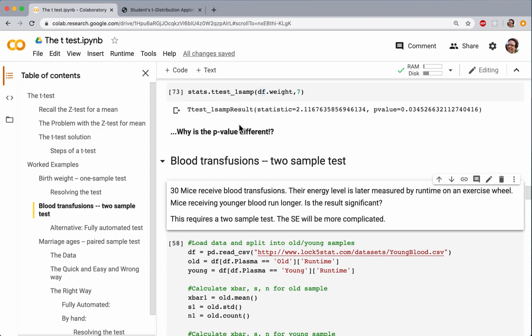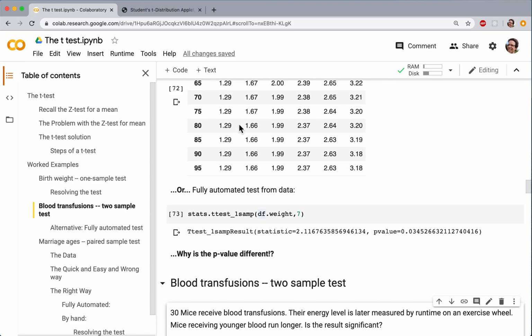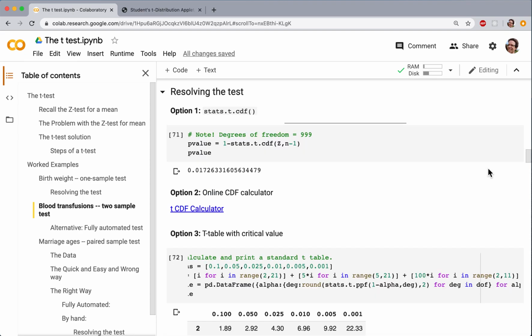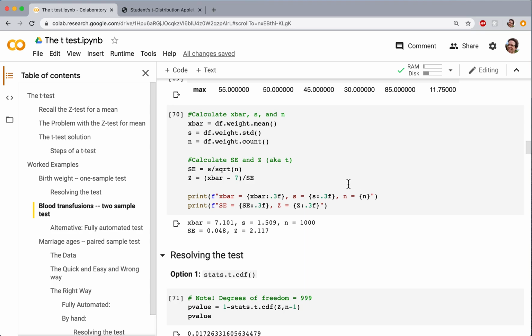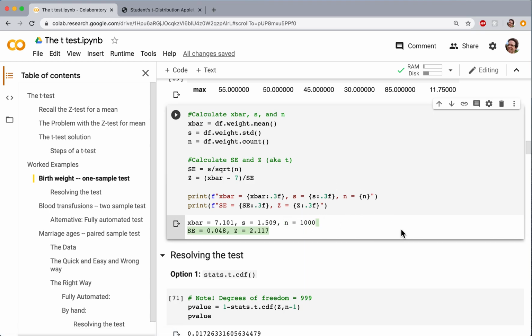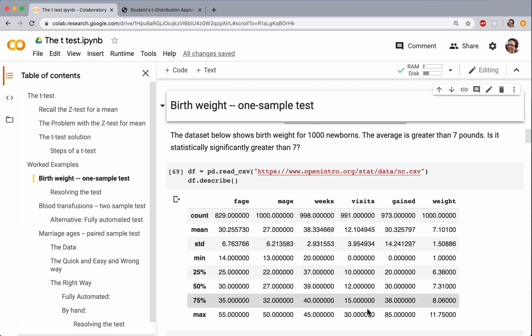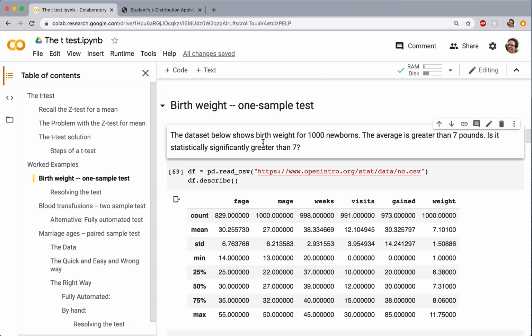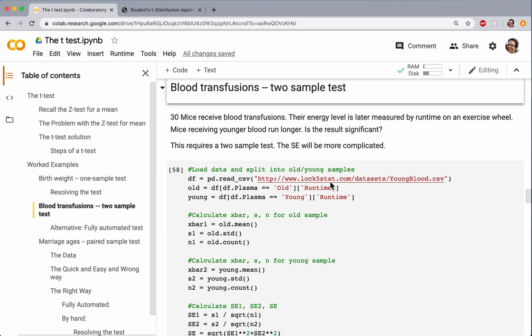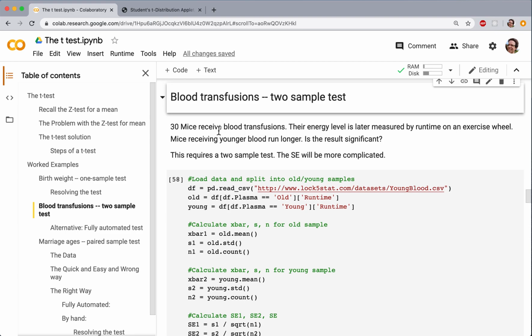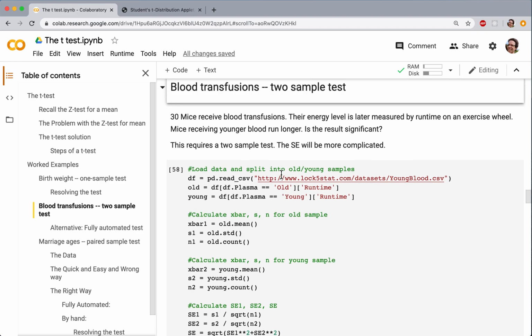I want to point out here that in the previous example where we had these birth weights, we actually had 1,000 birth weights in this data set. And as I said earlier, the t-test is an important correction, especially when the sample size is small. Well, if in the birth weights example the sample size was big, we didn't really need the t-test. But in this mouse example, the sample size is going to be rather small, and so it's more important for us to do a t-test. So that's the first change.